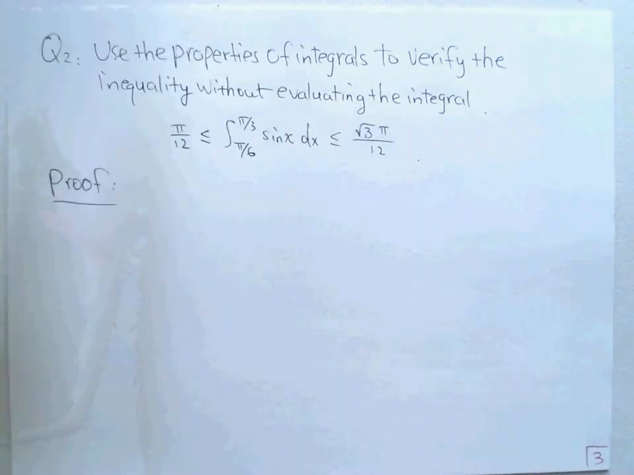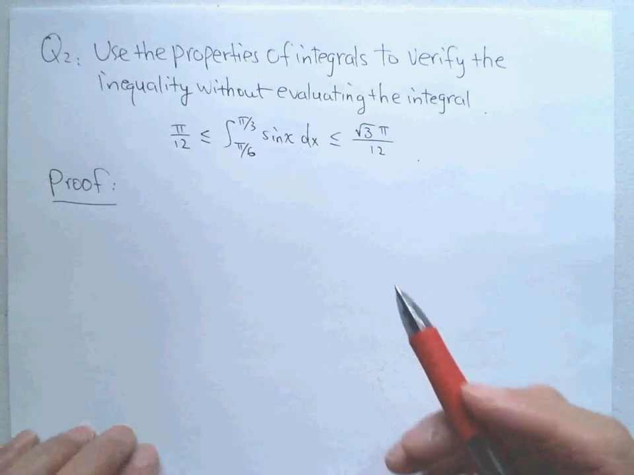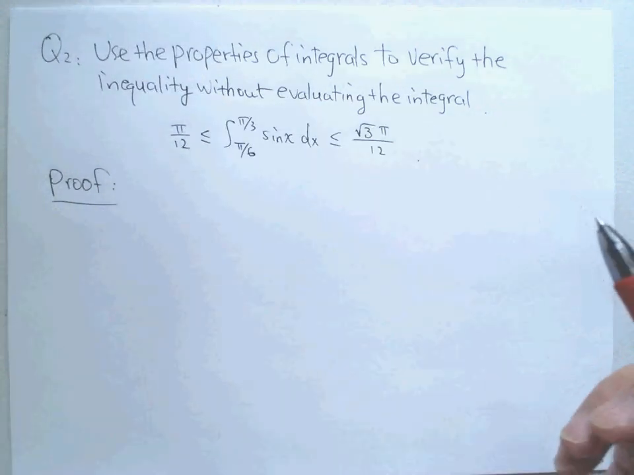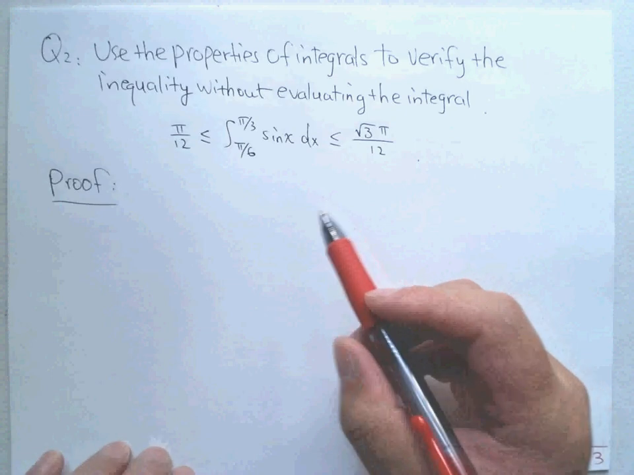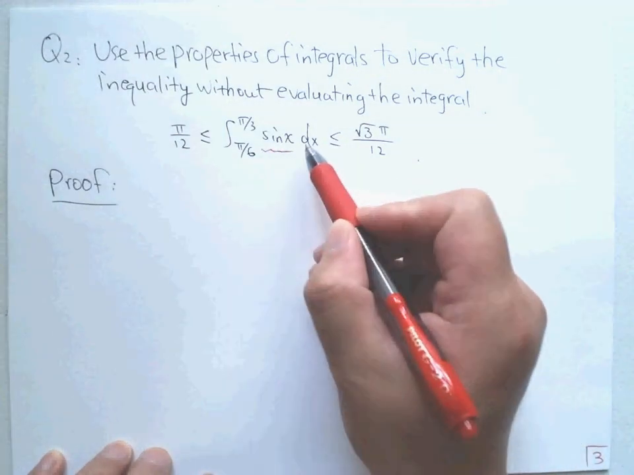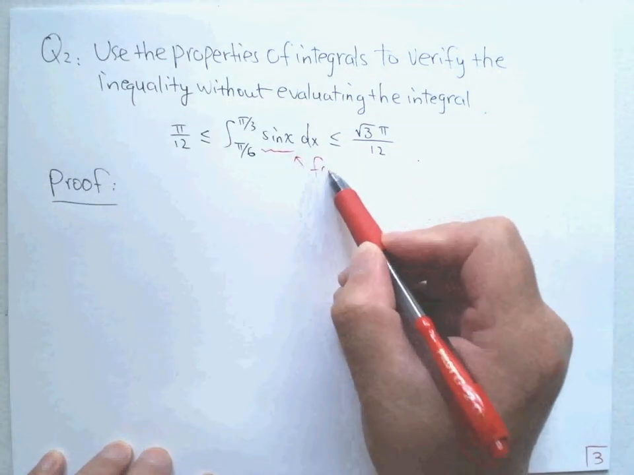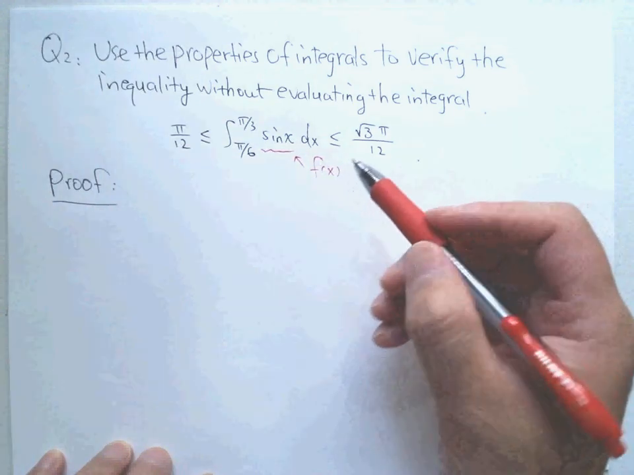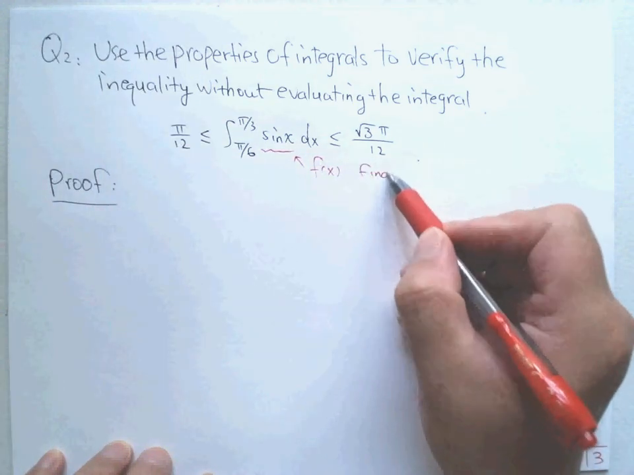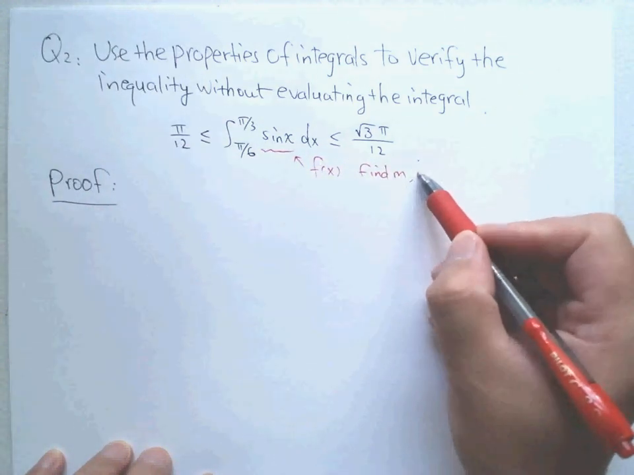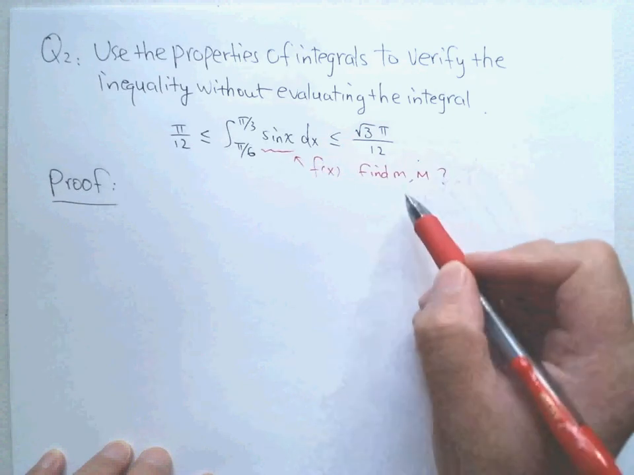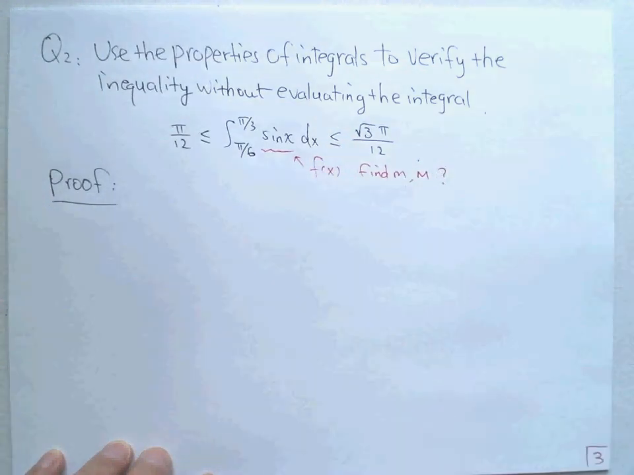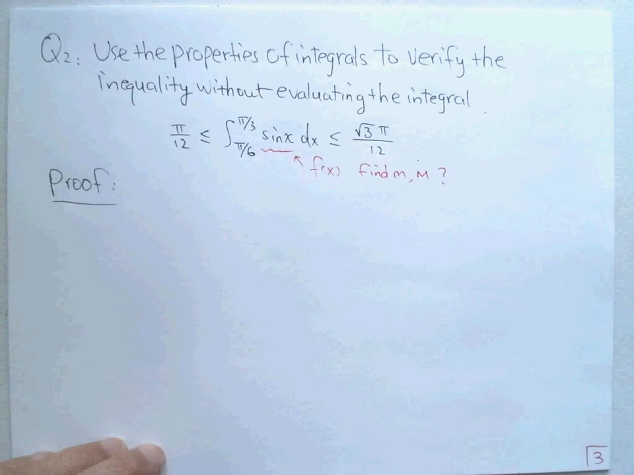So the function is what? We use the property 3. So what we need to do is to bound the function, right? All we need to do is bound the integral of the function. This is f(x). What do we need to do? Remember, we need to find out what is m and what is capital M, the minimum and the maximum. How to find the minimum and the maximum?